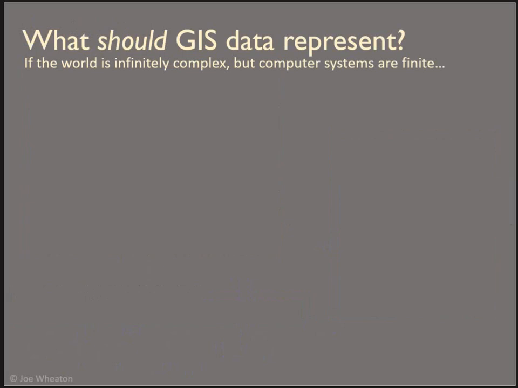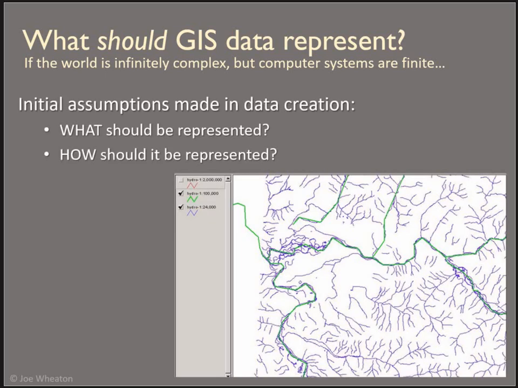But what should GIS data represent? It could represent anything in the whole world. But because the world is infinitely complex and computers aren't, we have to start making decisions. So before we get into the weeds, we need to think about what kind of simplifications have to be made. We have to make choices when representing the real world. Assumptions are made. How much detail? What spatial scale are we going to work at? How complete should the data set be?